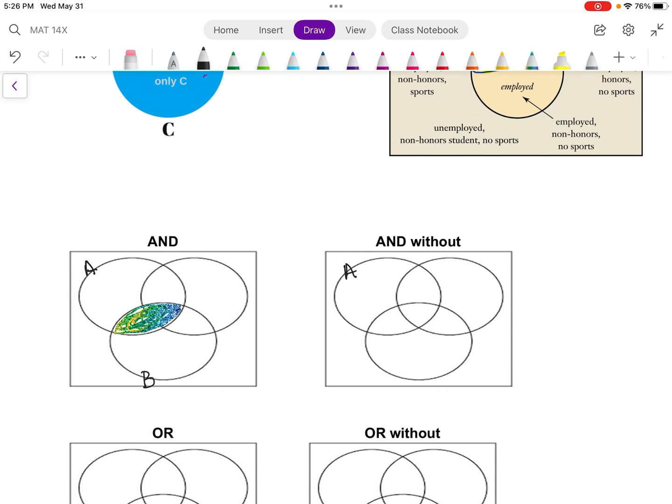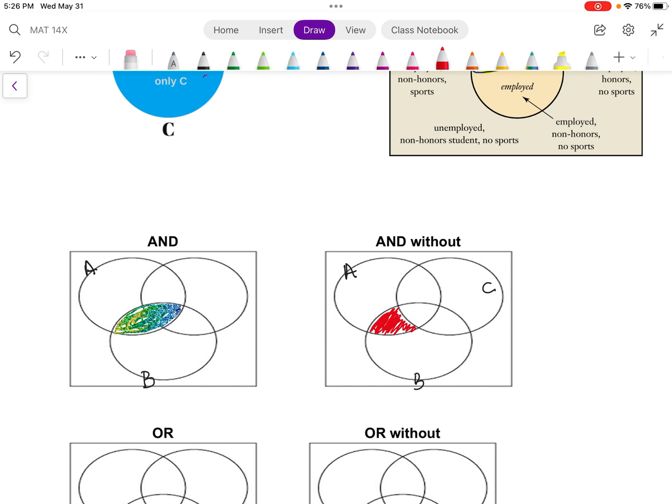But let's say, in contrast, I wanted to focus on A and B, but people who aren't in group C, then I would only have this smaller piece. So notice I've taken out that overlap.